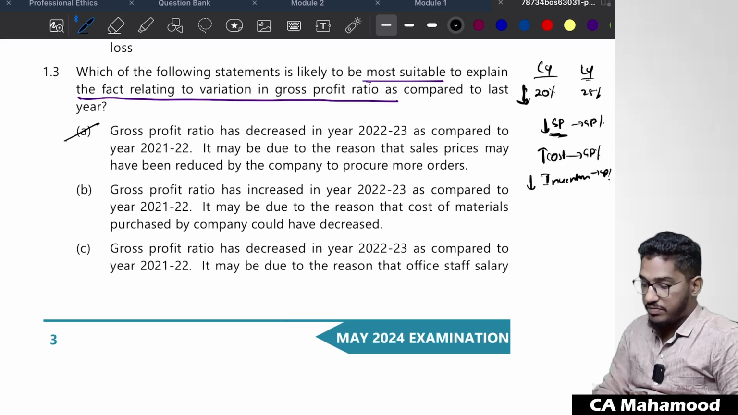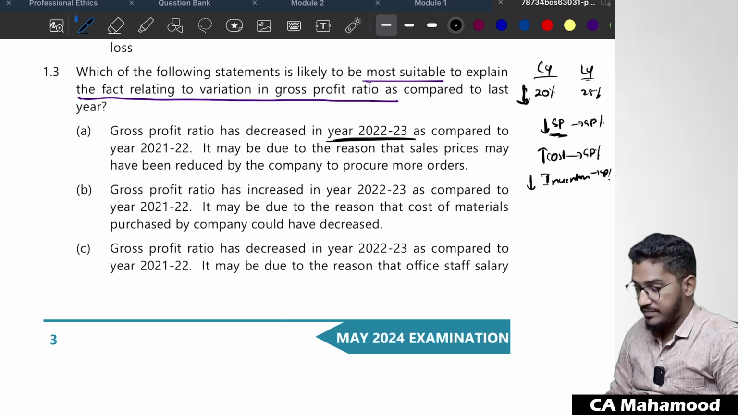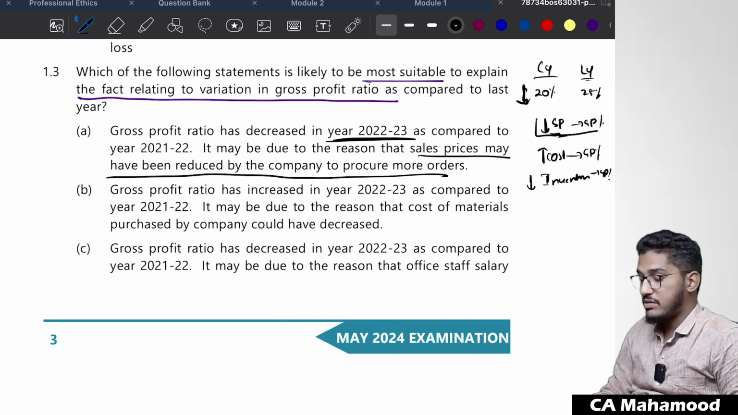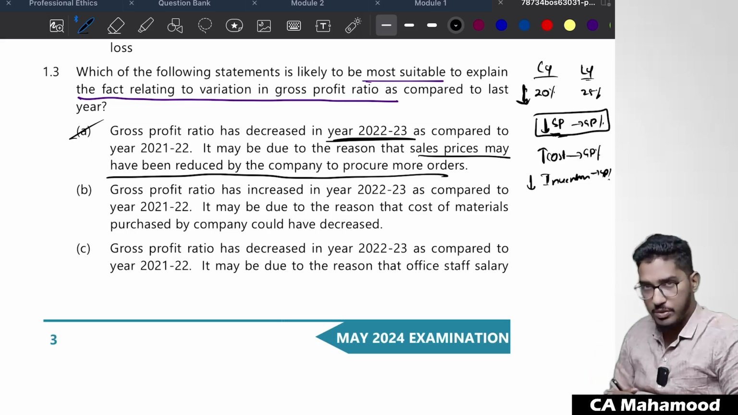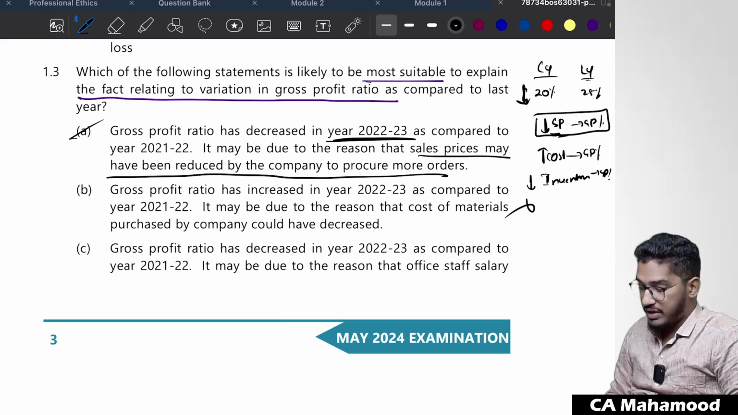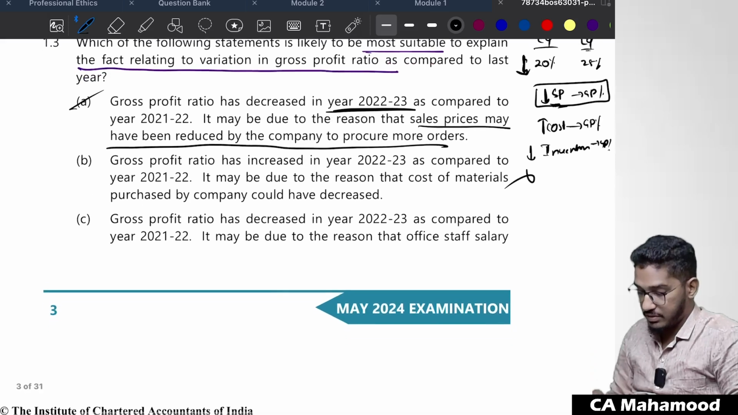Option A, gross profit ratio has decreased in the year 2022-23. Yes, it has decreased as compared to the year 2021-22. It may be due to the reason that sale prices may have been reduced by the company to procure more orders. Yes, when the sale price has come down, obviously it is going to have an impact on the gross profit percentage. Okay, this looks like a suitable option. Second option, gross profit has increased. No, gross profit ratio has decreased here, not increased. This option is completely irrelevant. I'm not reading any further.